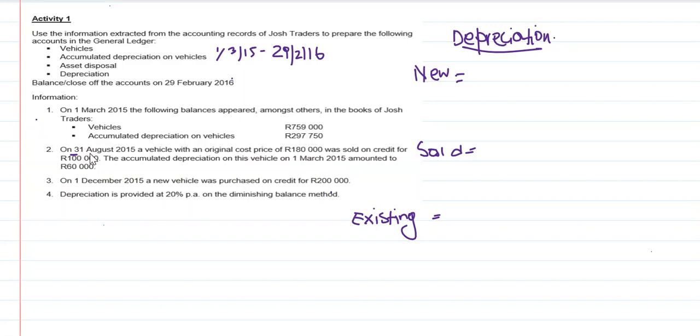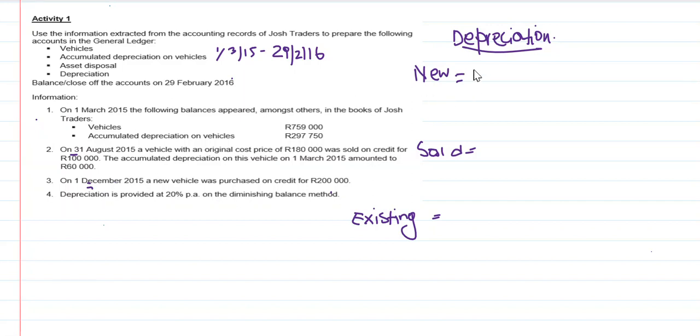When they say diminishing balance method, you must know that whenever you calculate depreciation, you have to say cost price minus accumulated depreciation. You must notice this. Let's go to our new vehicle. The new vehicle is number 3, bought on 1 December. It means December, January, February, so this is a 3 months period.